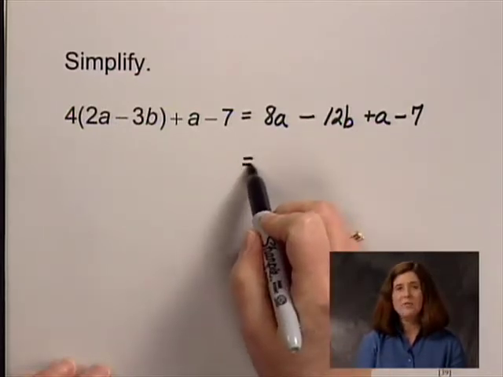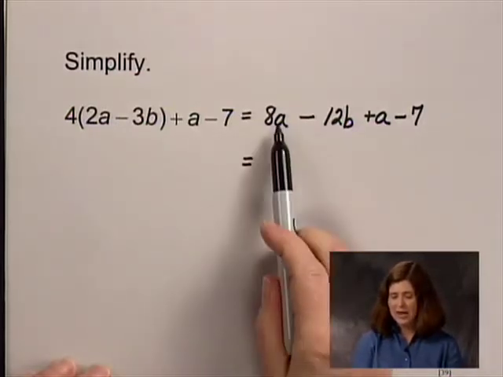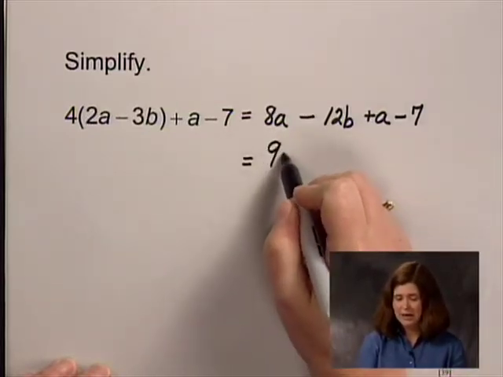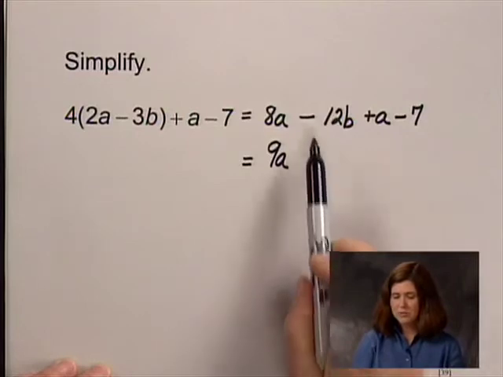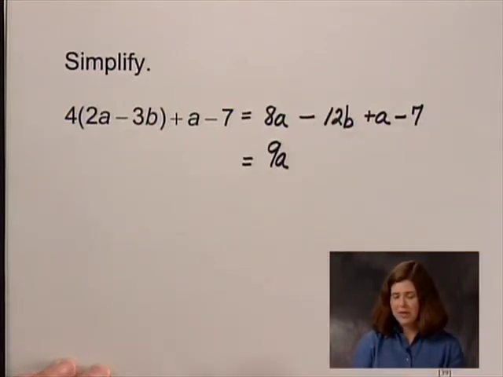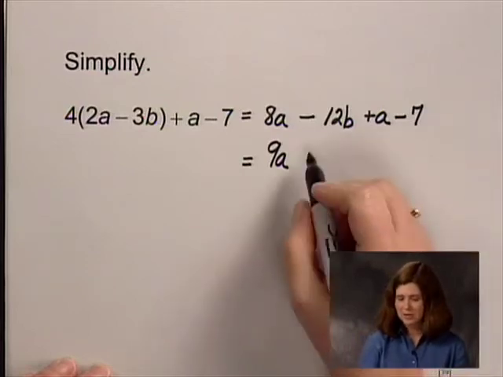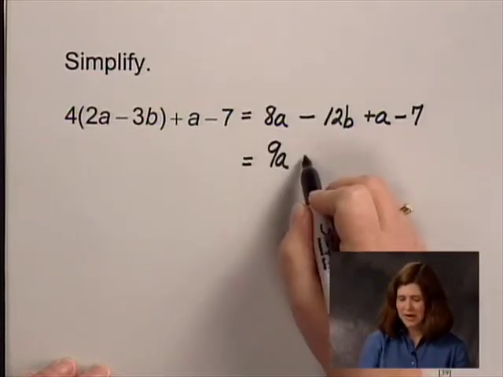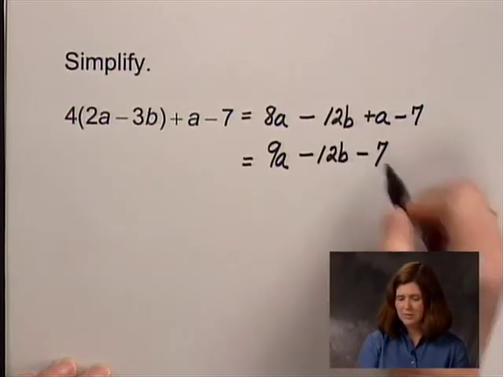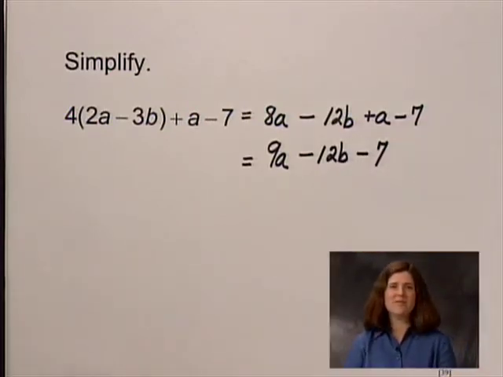And now if we can, we combine any like terms. We have 8a plus a, which gives us 9a. The other two terms are minus 12b, and then we have minus 7. We cannot do any more combining of like terms, so we just copy those down. We have 9a minus 12b minus 7 as the simplified form of that expression.